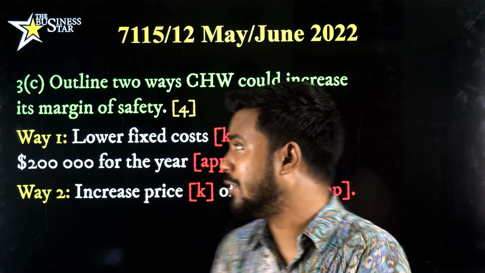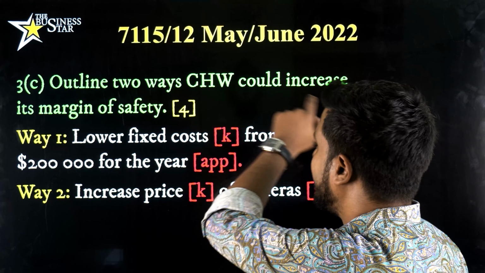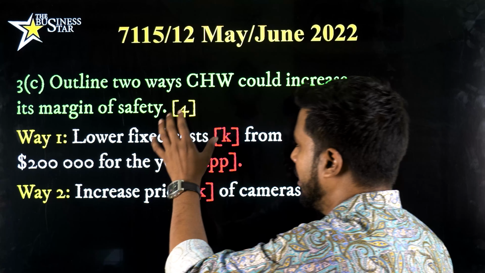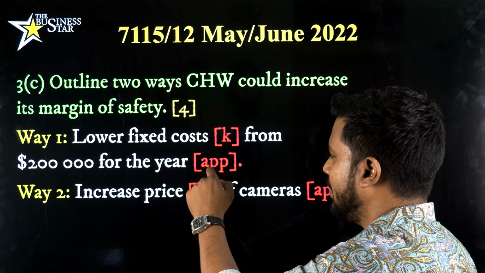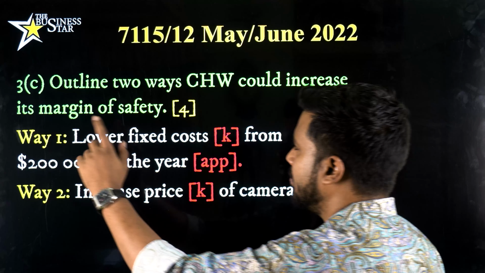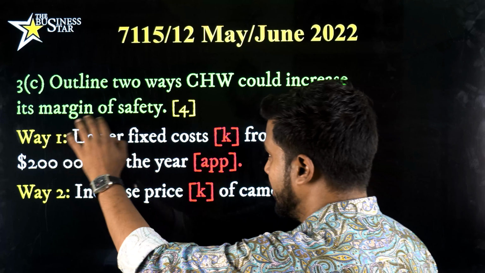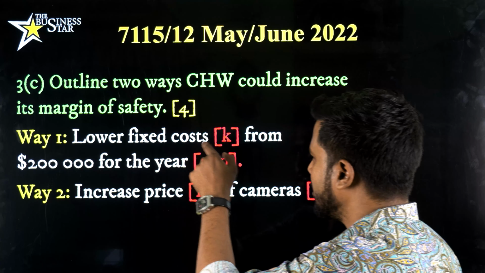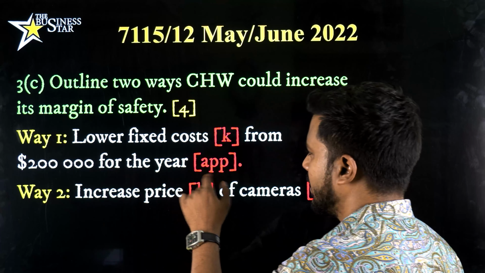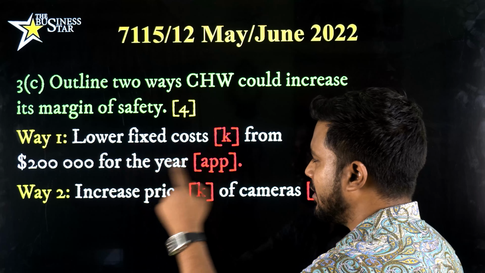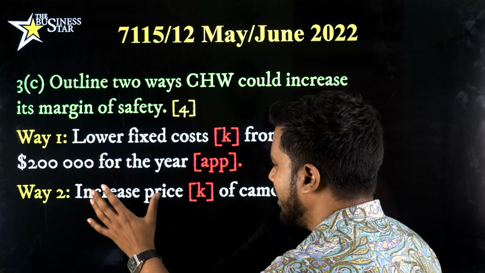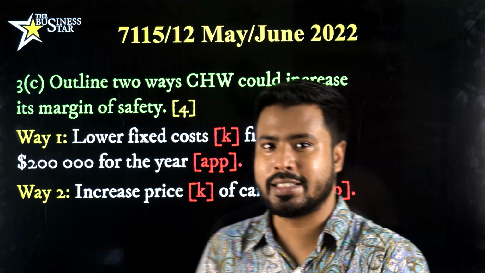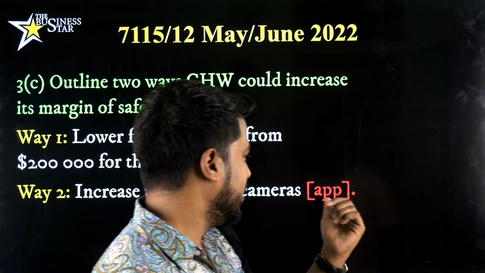Moving on to question number 3C, which is outline 2 ways CHW could increase its margin of safety. This is a 4-mark question, and in a 4-mark question, we have to use a combination of knowledge and application, and again knowledge and application. So the first way through which we can increase CHW's margin of safety is by lowering fixed cost from 200,000 for the year. So 200,000 was given in the case study, which is an application. And way 2, we can increase the price for cameras. CHW is selling cameras, that could be used for another application.